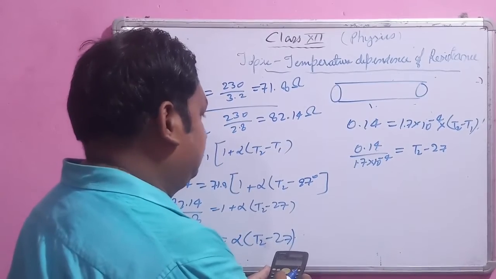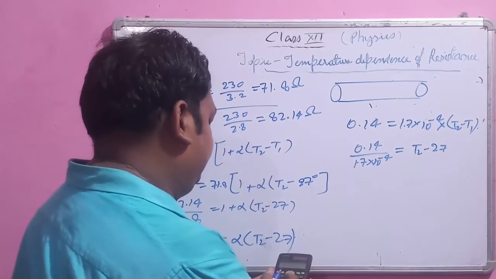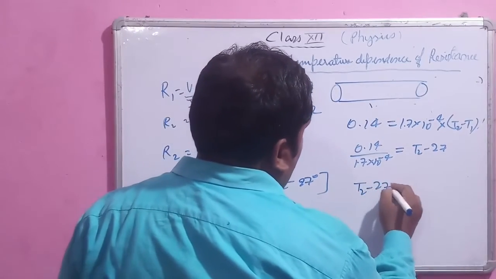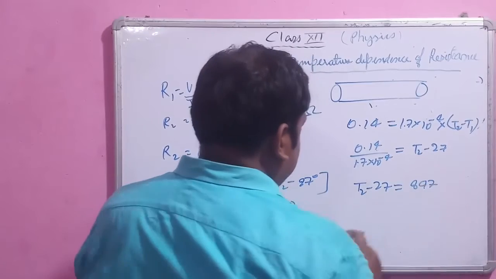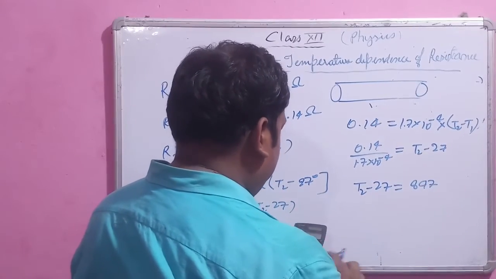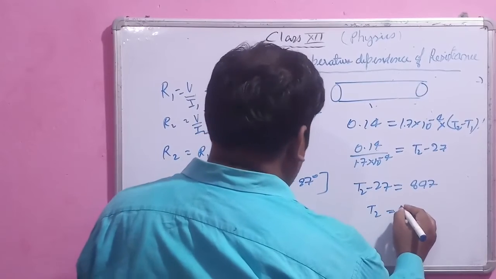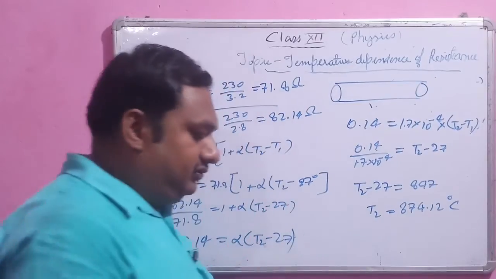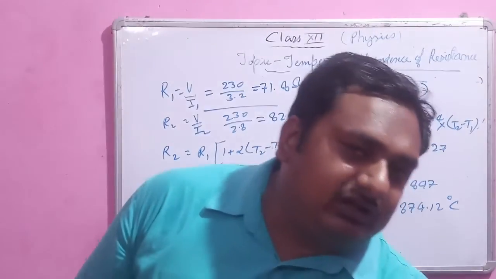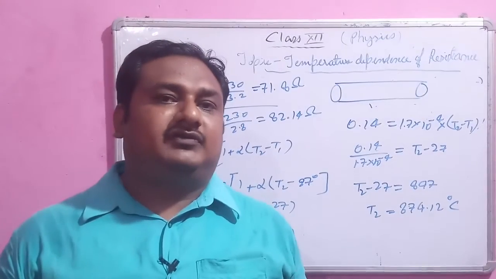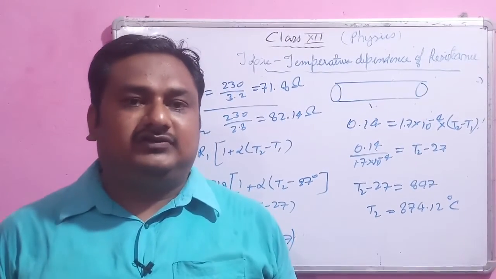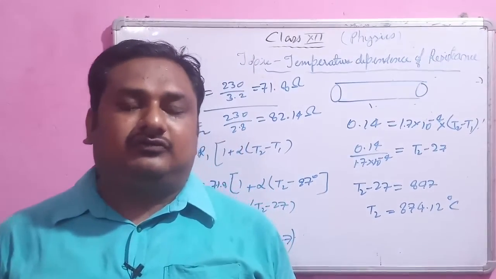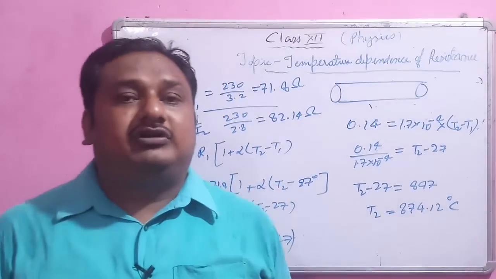So 1.7 divided by 10 raised to power minus 4. This value will be, T2 minus 27 is 847, plus 27. So finally we get T2 is 874.12 degrees Celsius. So these numericals are totally formula based. Once you understand how to put in the values, you can get the answer easily. Sometimes the resistance and temperature are directly given. Sometimes resistance is given in the form of potential difference and current. So keep it in mind. I hope you understand.